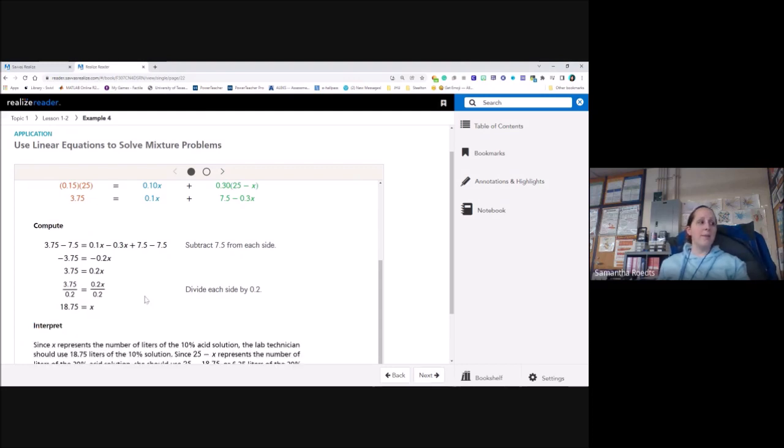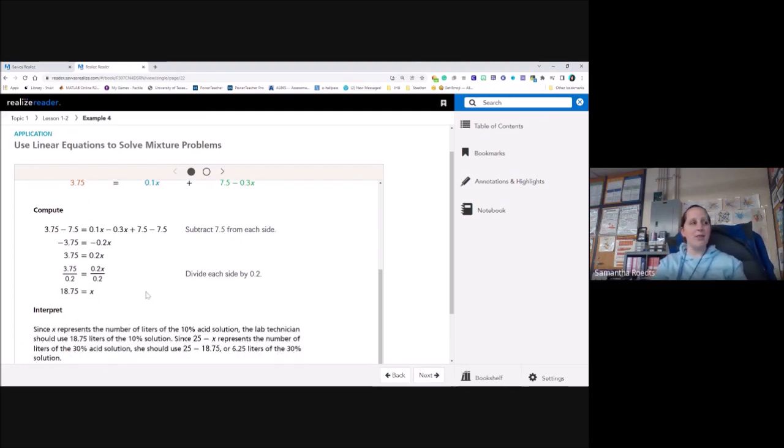Okay. So that means since x represents the number of liters of the 10% acid solution, the lab technician should use 18.75 liters of the 10% solution, and then 25 minus that 18.75 to represent the 30%. So 25 minus 18.75 is 6.25 liters of the 30% solution.